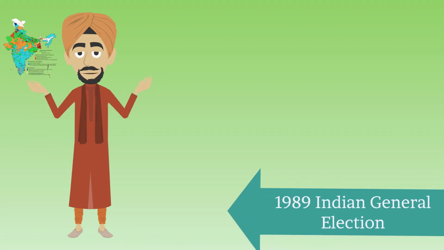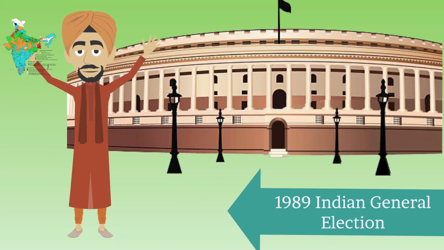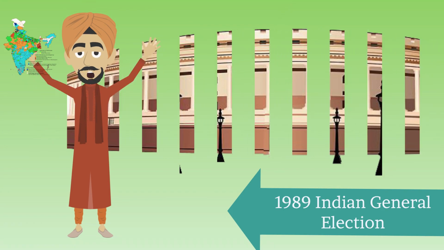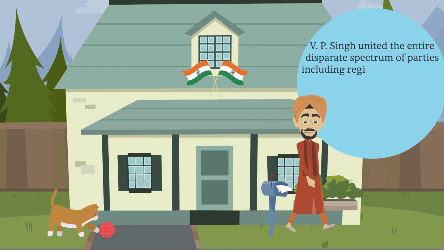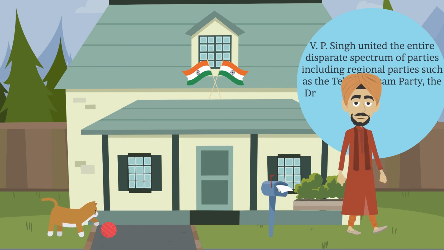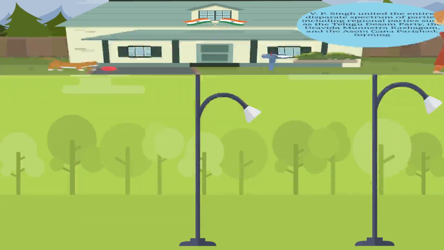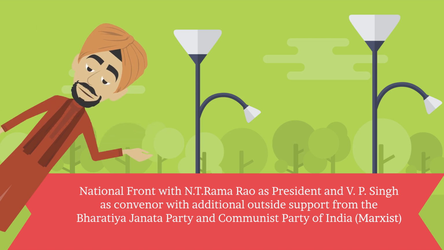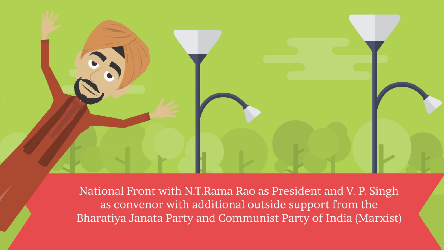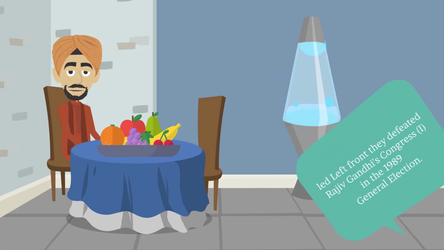The 1989 Indian general election. General elections were held in India in 1989 to elect the members of the 9th Lok Sabha. VP Singh united the entire disparate spectrum of parties, including regional parties such as the Telugu Desam Party, the Dravida Munnetra Kazhagam, and the Assam Gana Parishad, forming the National Front with N.T. Rama Rao as president and VP Singh as convener, with additional outside support from the Bharatiya Janata Party and the Communist Party of India led front. They defeated Rajiv Gandhi's Congress I in the 1989 general elections.